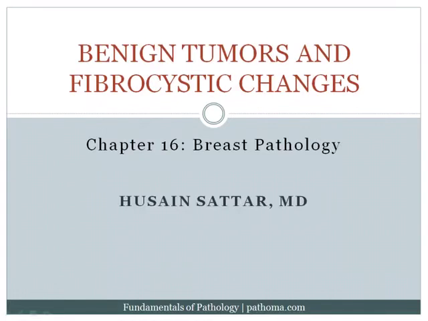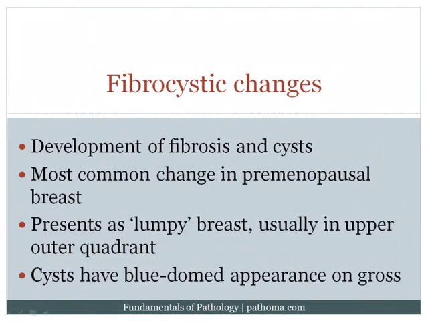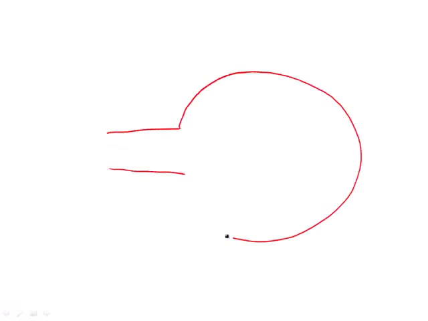Okay, next section, benign tumors and fibrocystic changes. We're going to start with fibrocystic change, and in order to understand this, I'm going to take you back to the whiteboard. So let's remind ourselves that the functional unit of the breast is called the terminal duct lobular unit. So that you've got this terminal duct which feeds into something called the lobule, and of course the lobule contains these small little glands which produce milk. So that's the terminal duct lobular unit.